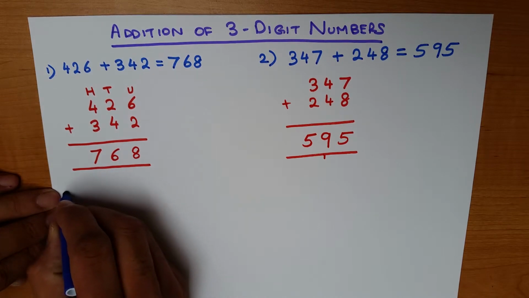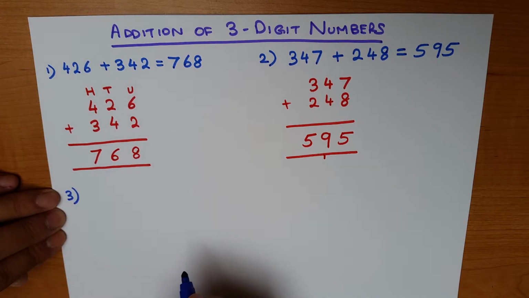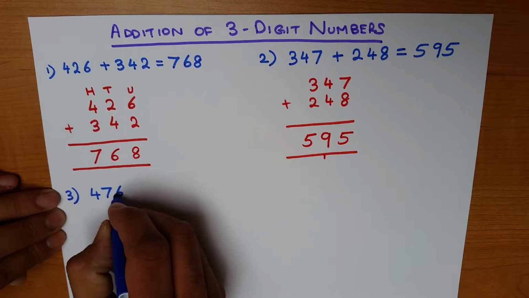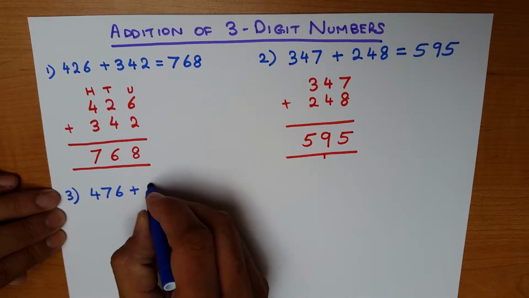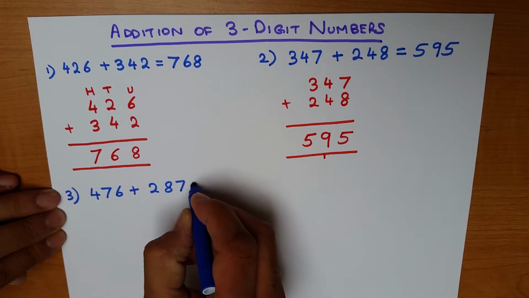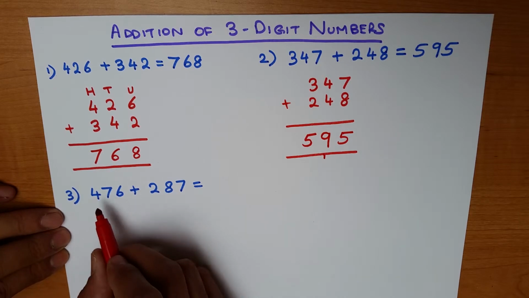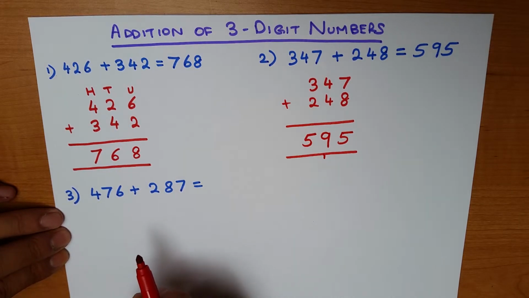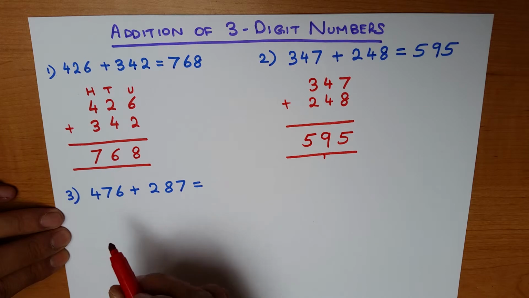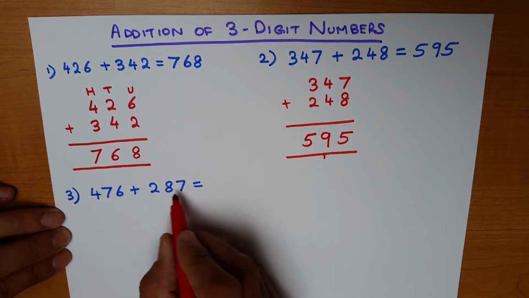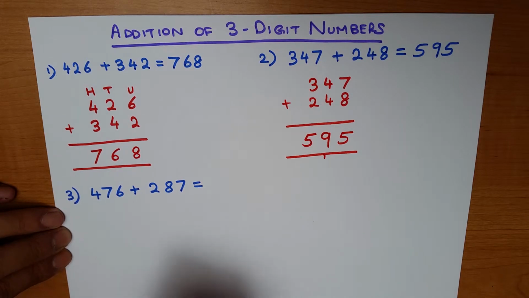Now let's go through another example. What is 476 plus 287? Three-digit numbers always look big, and they always look a little confusing because we tend to think of them as big numbers. But when we write them down in the vertical format, they are very easy to calculate. So let's write this question down in the vertical format.